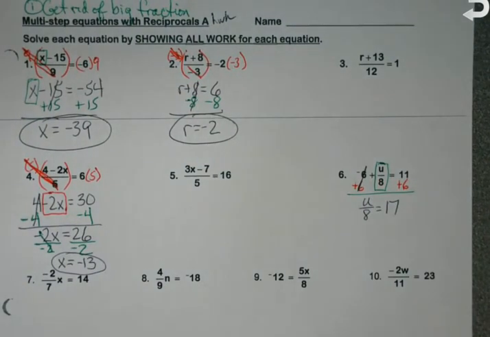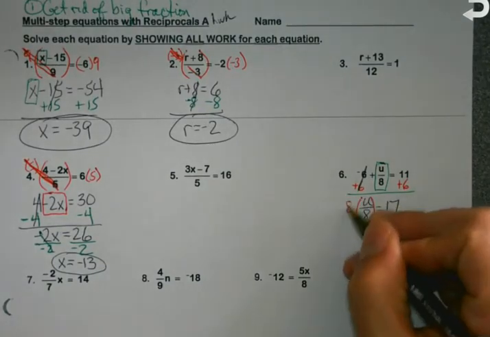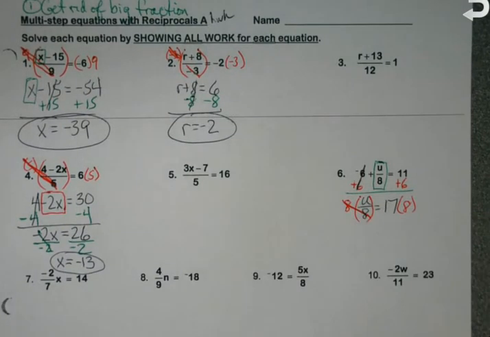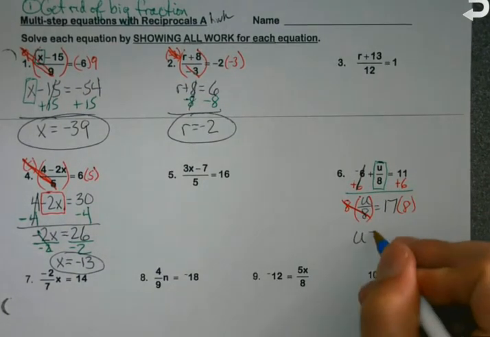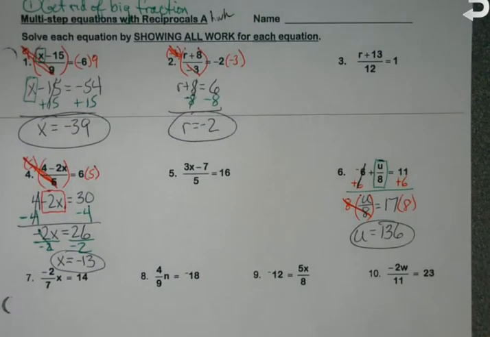Since I'm dividing u by 8, I have to do the opposite. The opposite of dividing by 8 is to times by 8. Again, then those cancel out. And then I get my answer that way. So the process is always going to be the same.